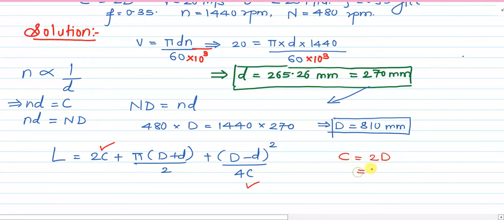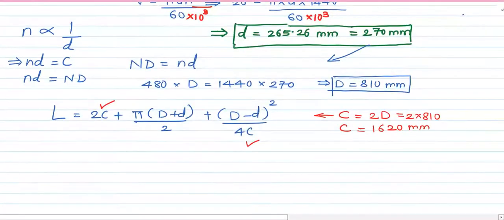So we can immediately evaluate that. This is equal to 2 multiplied by 810, so that gives us 1620 mm. This is the value of capital C. We can back substitute the value in the expression of capital L and we can evaluate the capital L.